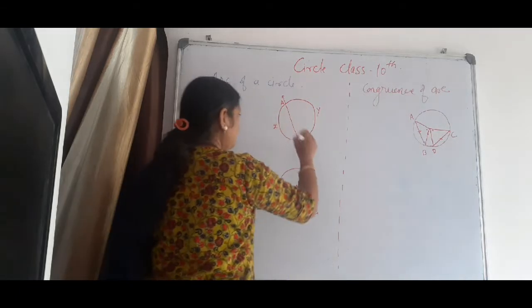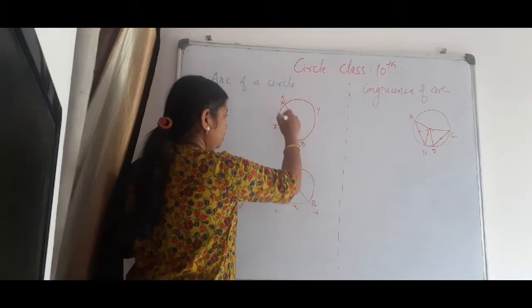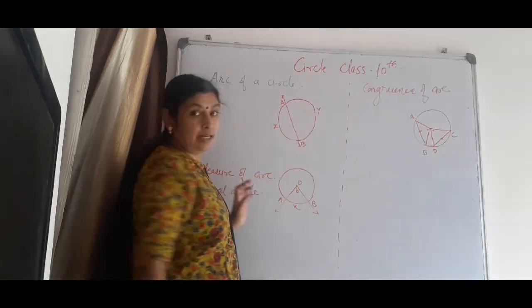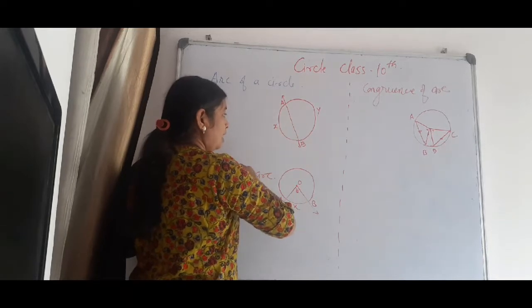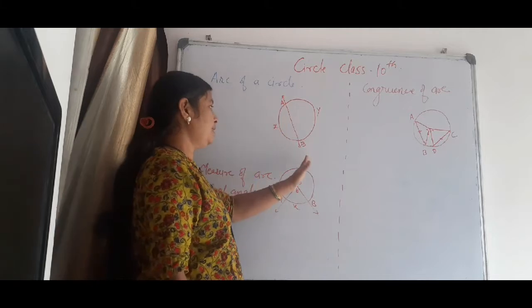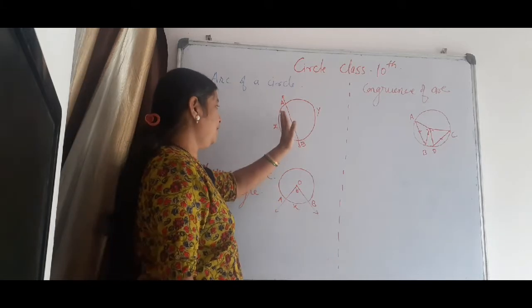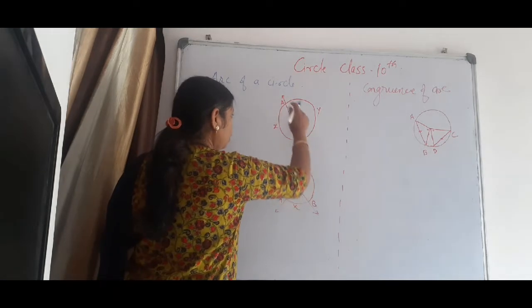A secant or chord divides a circle into two parts. So each part is called an arc of a circle. Now see here, AXB is the first arc and AYB is the second arc. AB is a secant. A secant divides a circle into how many parts? Two parts. So these are two arcs.